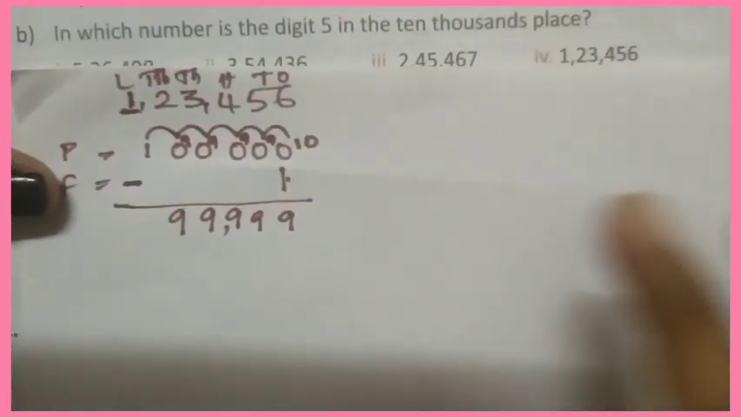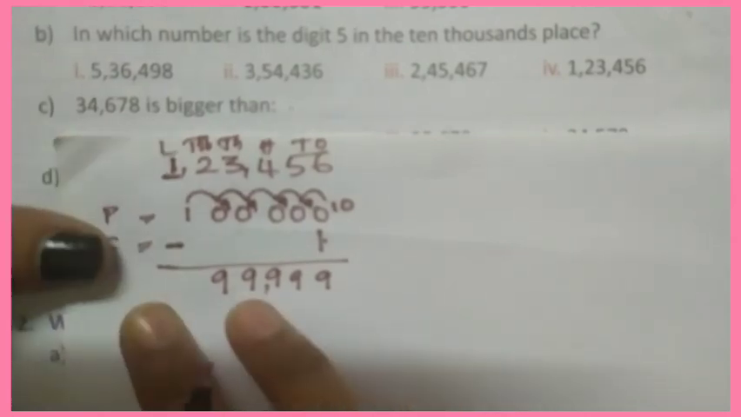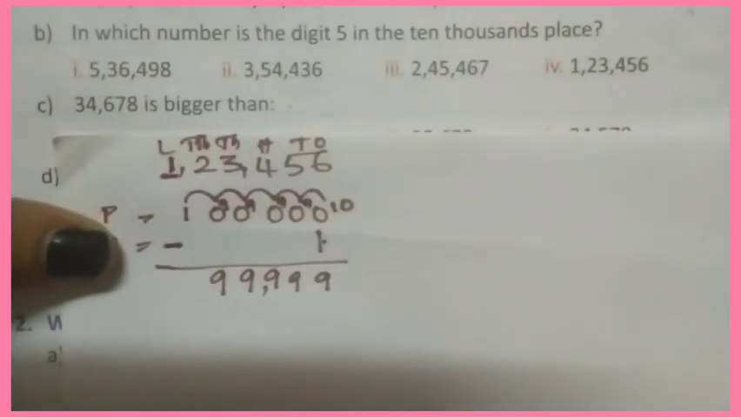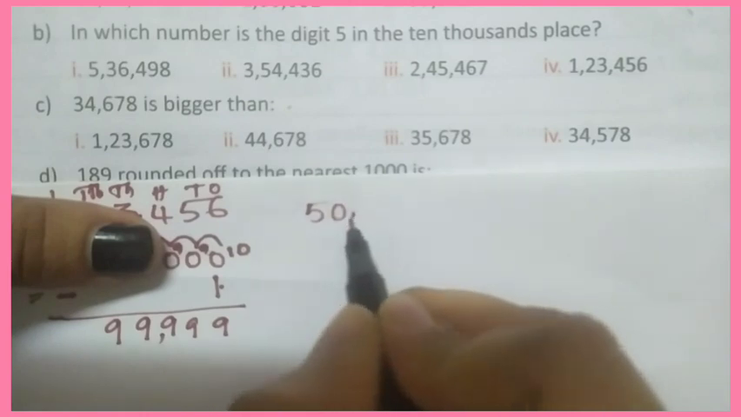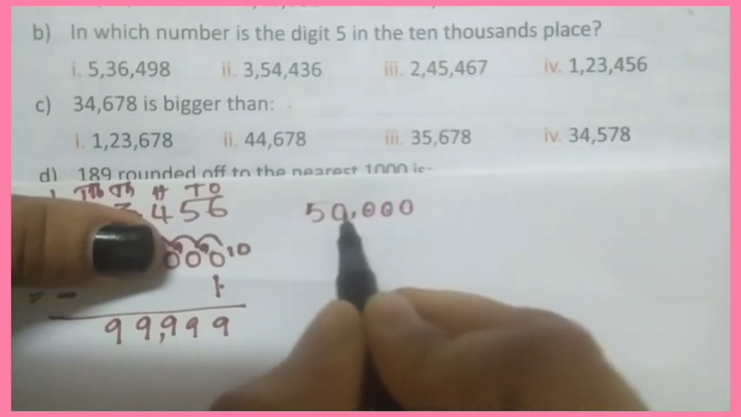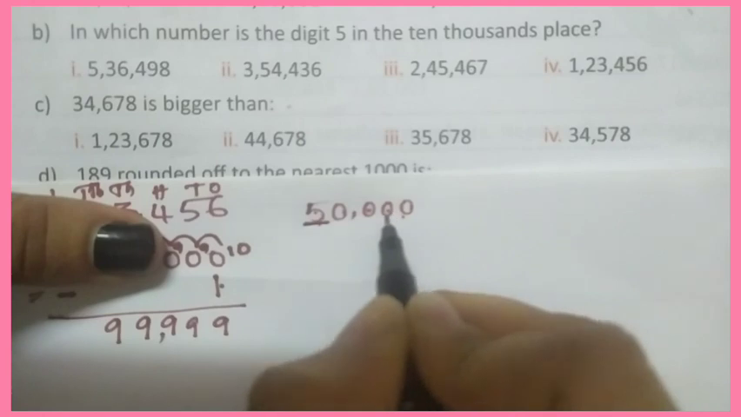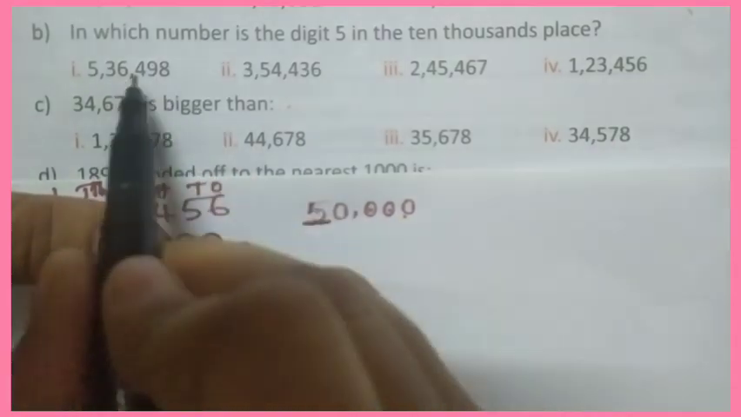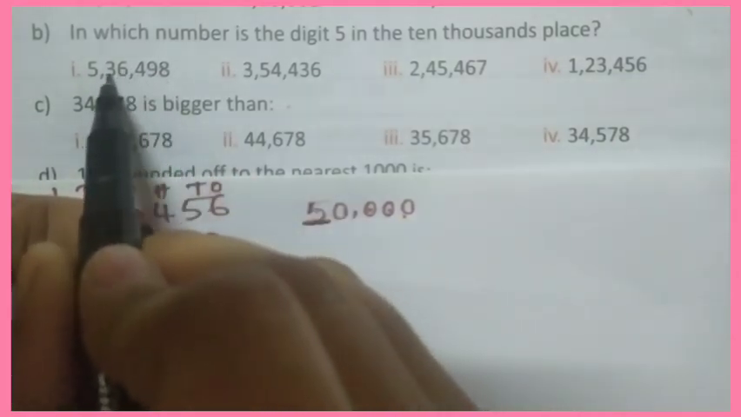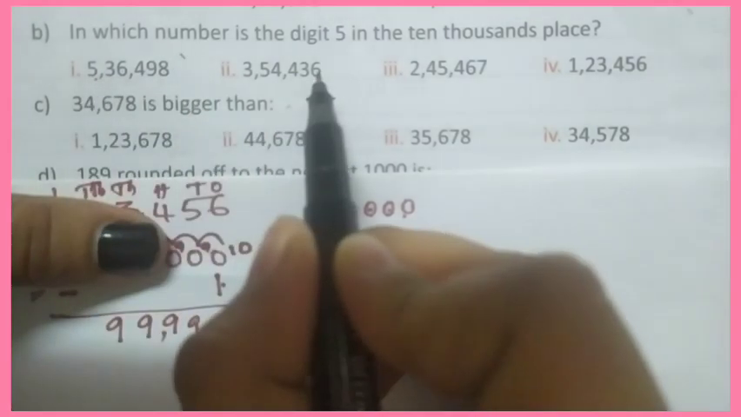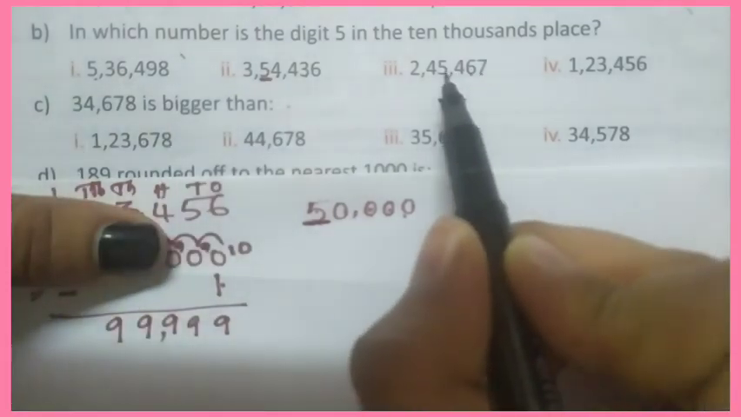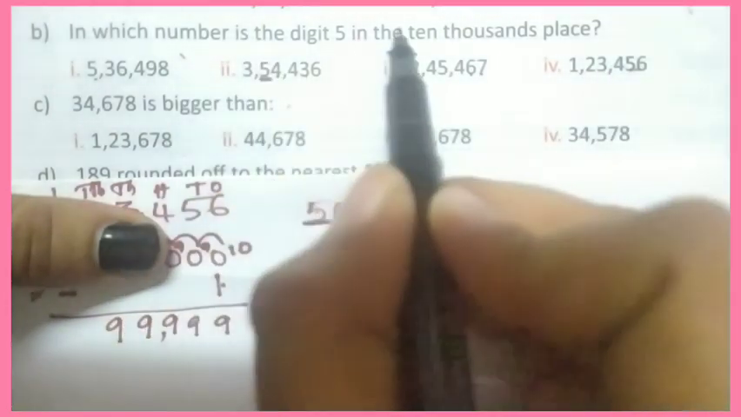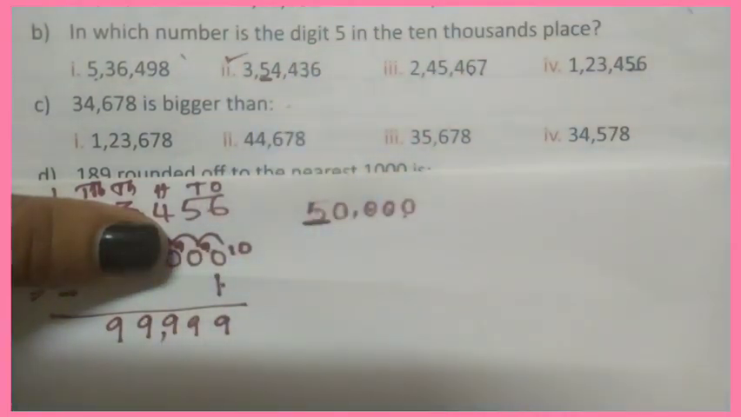Okay. Look at B question. In which number is the digit 5 in the 10,000s place? Okay. Look here. 10,000s place means ones, tens, hundreds, thousands, 10,000. 1, 2, 3, 4, 5. Fifth place. Here 1, 2, 3, 4, 5, sixth place is there, so it is not. 1, 2, 3, 4, 5. Here fifth place is there. 1, 2, 3, 4, fourth place. 1, 2, second place. So the fifth place is the 10,000s place.